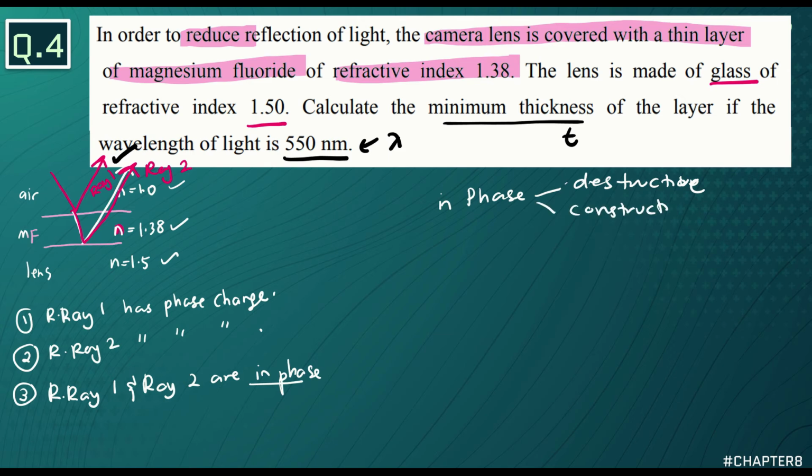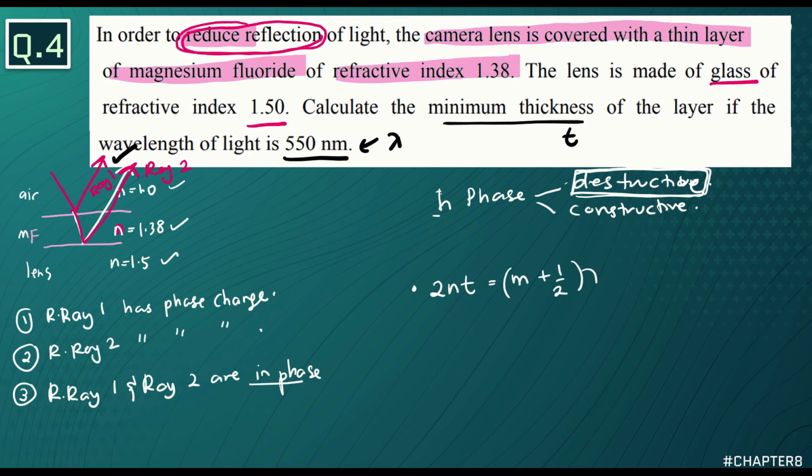We need to choose, as we need to use only one equation. In this case, it doesn't mention whether our case is constructive or destructive, but we have a word that has hidden meaning, that is reduced reflection. When it says reduced reflection, this is the case of destructive interference. So our equation is 2nt equal to (m plus half) lambda. In phase, destructive, (m plus half) lambda.